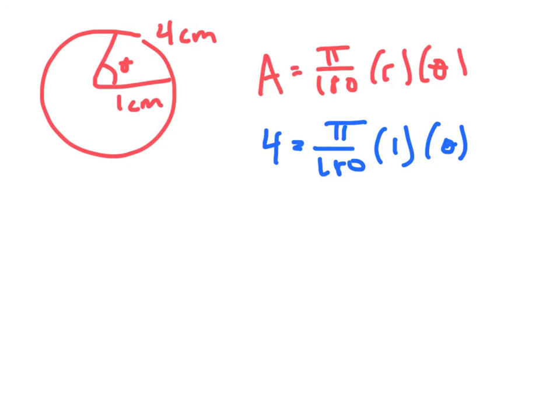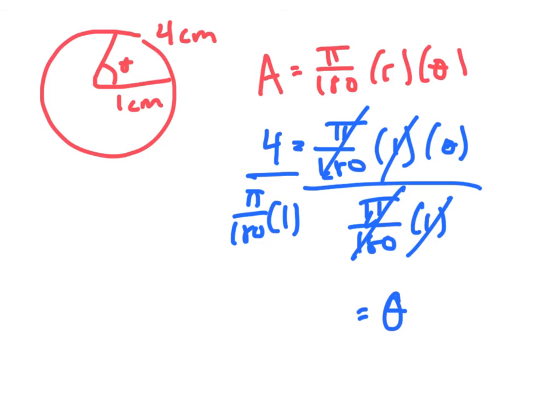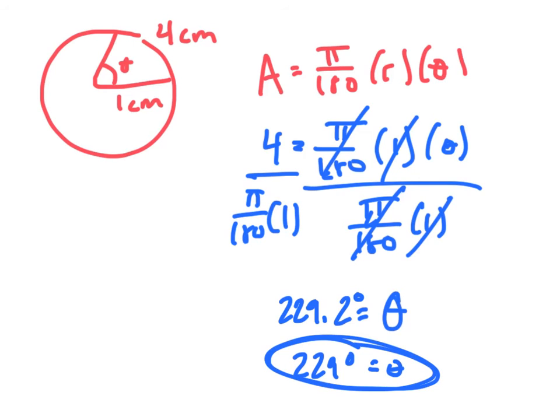Now, to get what theta equals, I'm just going to divide by pi over 180 times 1, because then all of this cancels over here, leaving me with theta by itself. And then when I plug this in the calculator, I get 229.2 degrees. Now, if I wanted to round this to the nearest degree, I would round that to 229 degrees as my theta, because that's the closest degree. You need to make sure that you're reading and seeing what exactly the problem wants you to round it to.